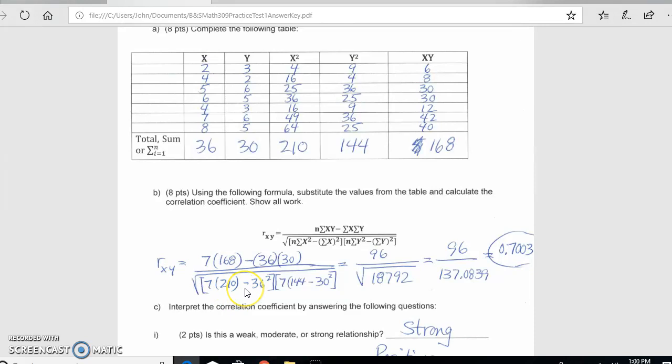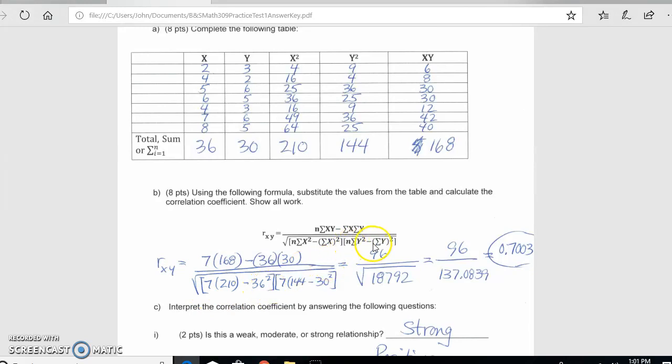And then we're going to subtract from that the sum of the x column squared. Now we should be careful here. This is the sum of the x column, which is 36, and that 36 is squared. It's the sum of the x column, 36. It's not the sum of the x squared. It's the sum of x column squared. So there's a difference there, and that gives us the quantity in the first bracket.